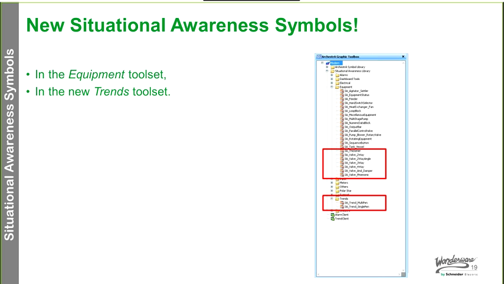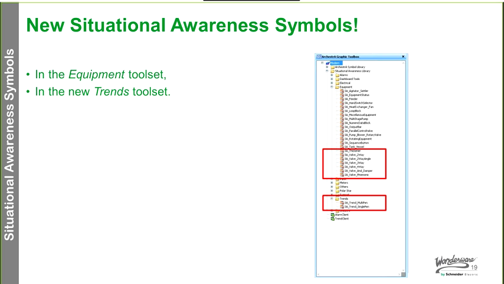From the situational awareness, we have also got a few more symbols added to our library. In the equipment toolset, we have a set of valves that have been introduced. The next slide will give you a look at how they can look when you configure them through the wizard options.